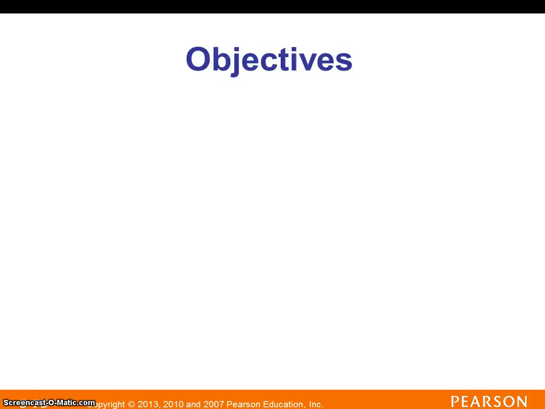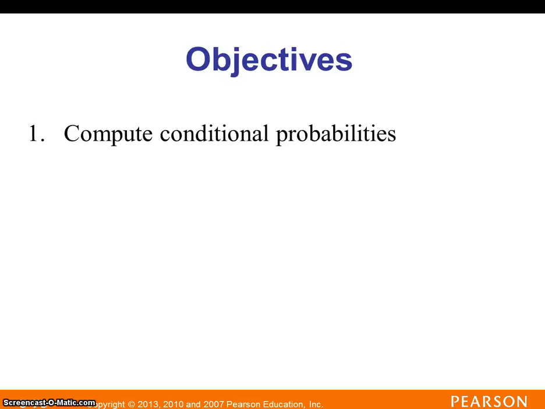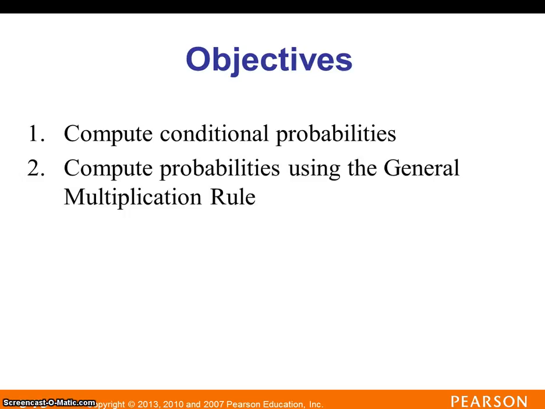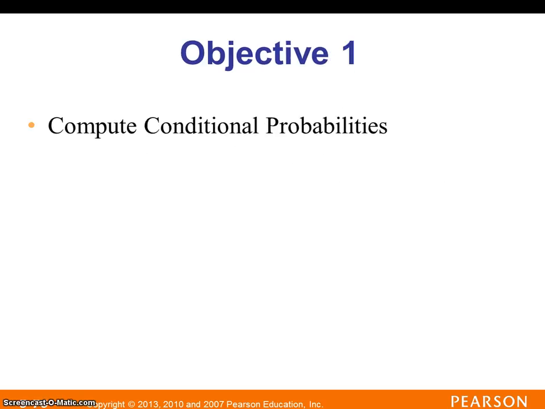So these will be the objectives in this section: compute conditional probabilities, and compute probabilities using the general multiplication rule. So let's look at objective 1, computing conditional probabilities.